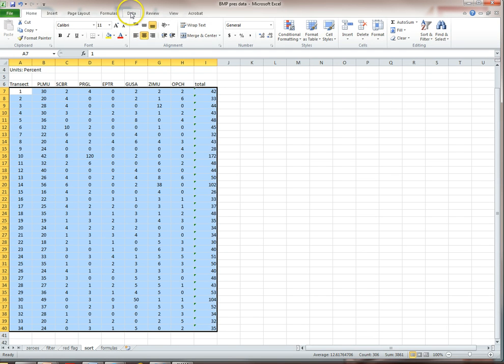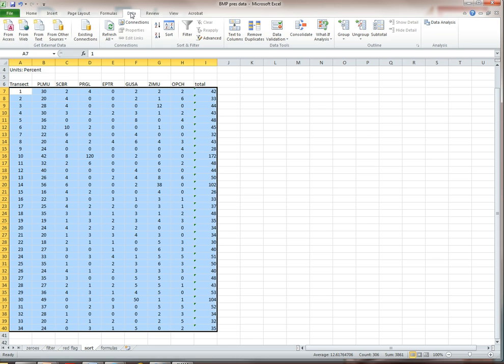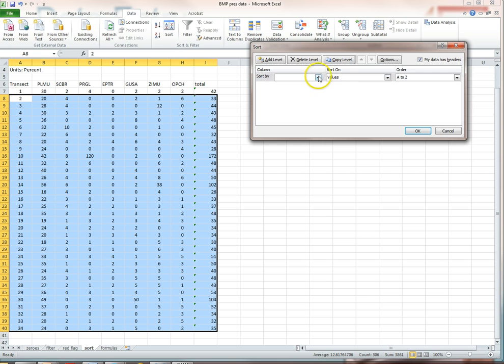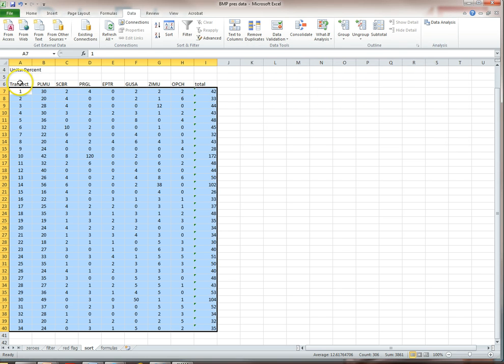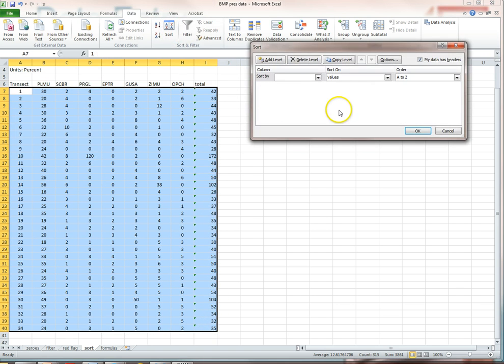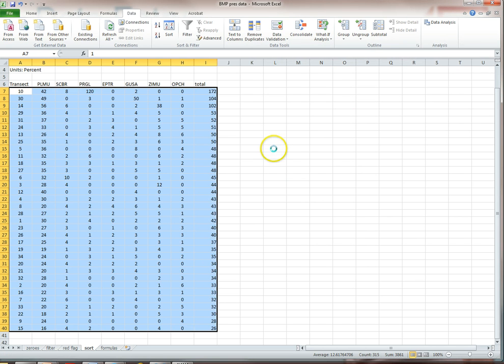percent cover data has to be bounded by 0 to 100. We would not have any values that are over 100. So what we would do in this case is sort the data by the total, and we're going to put the largest on top so that they will pop out at us.